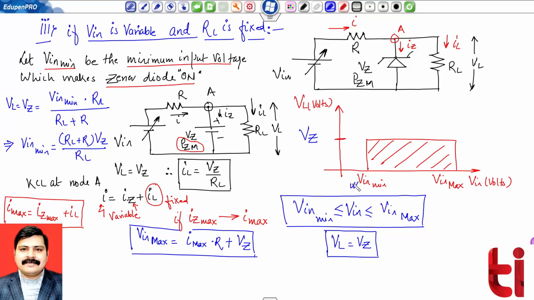We started with this Vin min and calculated this value. That means now the range is available. And for this range, we have already ensured that my output voltage VL will be equal to VZ.